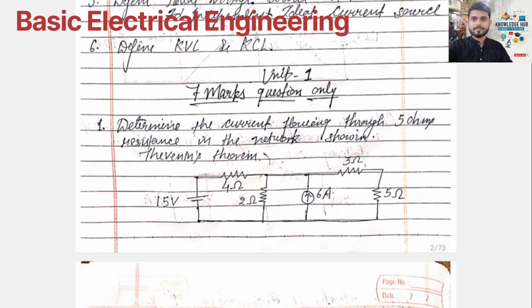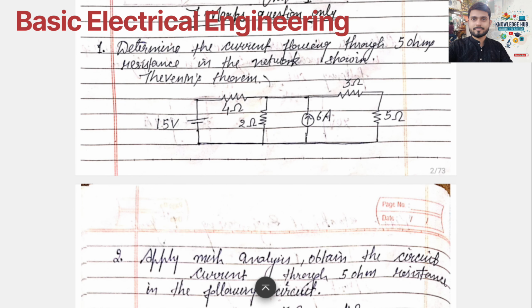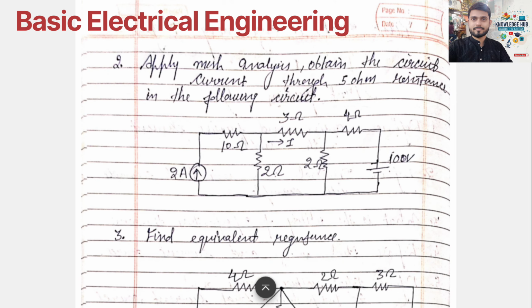Now we will proceed to the 7 marks questions only. The first question is: determine the current flowing through the 5 ohm resistance using this network. This is the battery, plus and negative, and the current flows from this to this. Now the second question is: applying mesh analysis, obtain the current through the 5 ohm resistance in the following circuit.